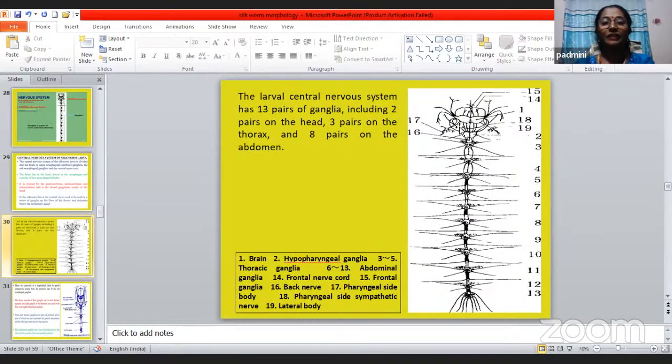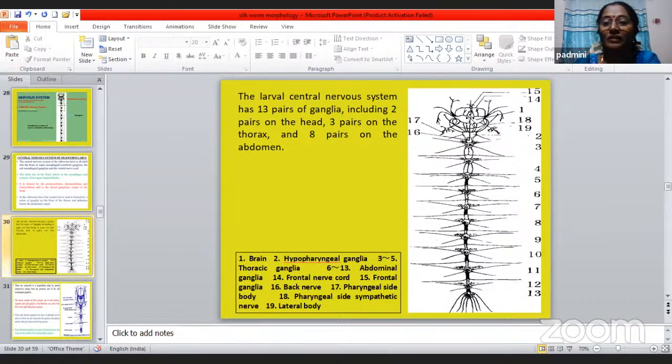The larval central nervous system has 13 pairs of ganglia. If you count, you will have 13 pairs of ganglia over there, including 2 pairs on the head region, and 3 pairs on the thoracic region. The rest is the abdominal region, that is the 8 pairs on the abdominal region. And you can see each ganglion giving out 2 pairs of nerves to muscles and the different segments of the body.